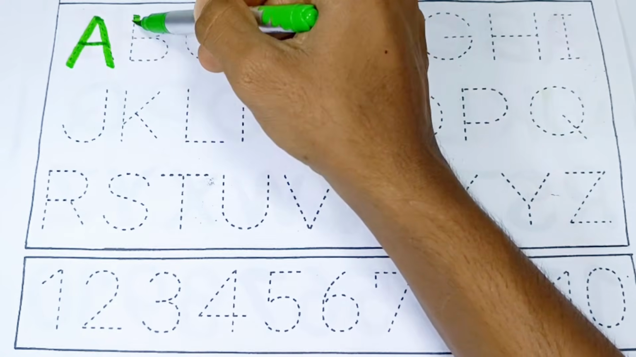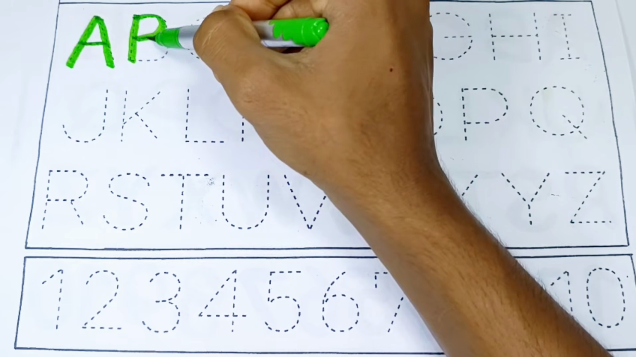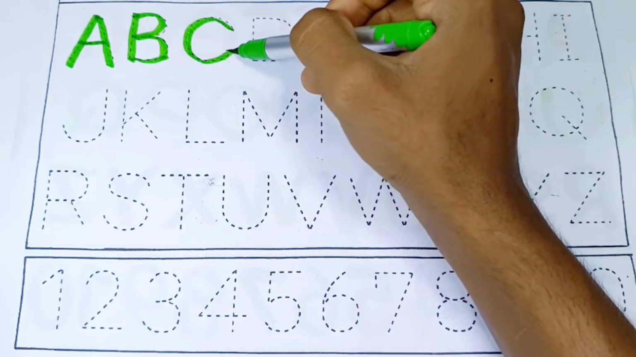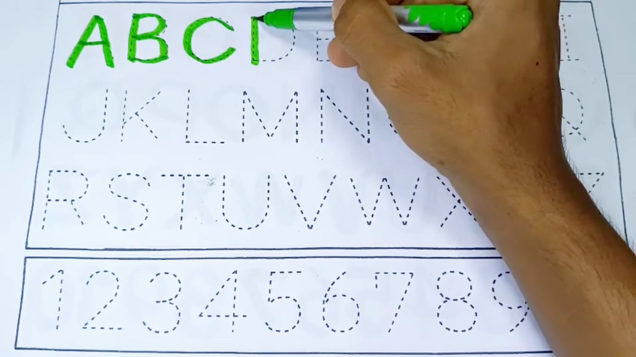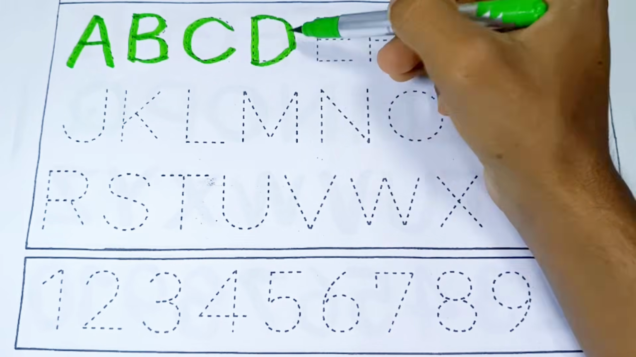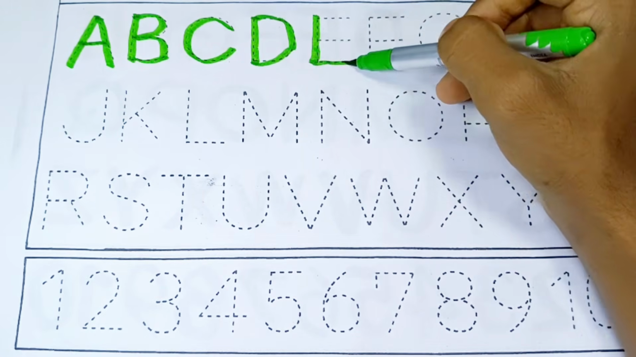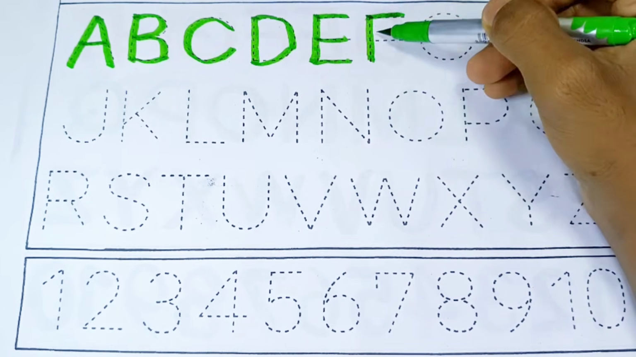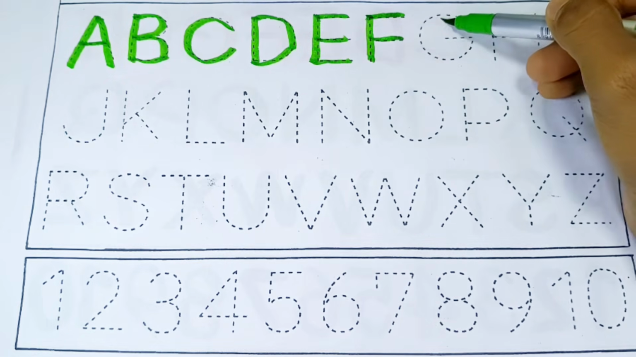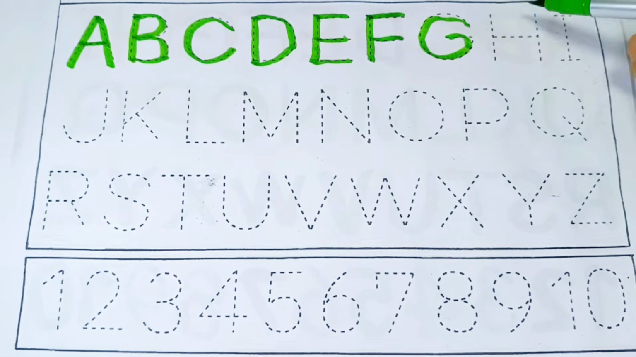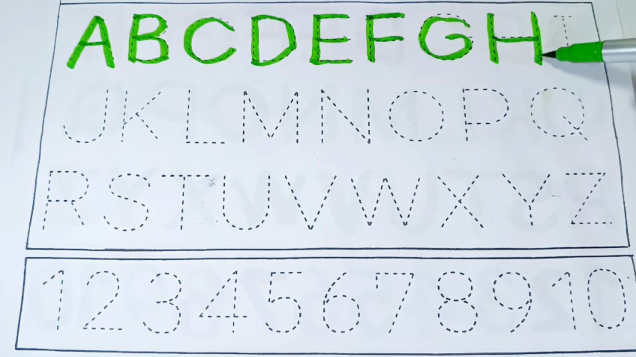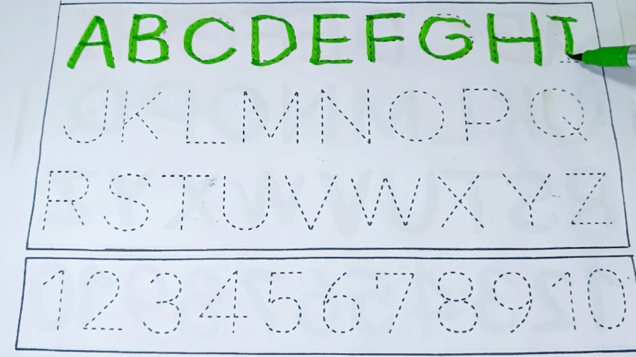A for apple, B for ball, C for cat, D for dog, E for elephant, F for fish, G for god, H for helicopter, I for ice cream.